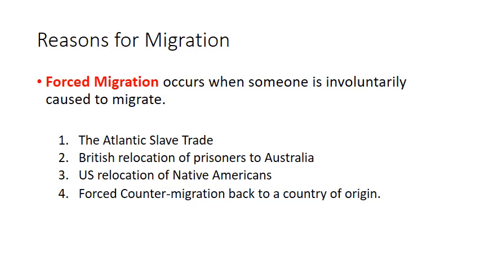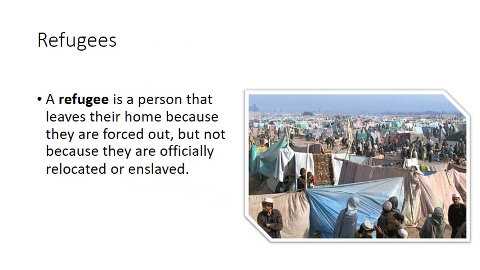A forced migration occurs when someone is involuntarily caused to migrate. Examples of that would be the Atlantic slave trade, Britain relocating prisoners to Australia, the U.S. relocating Native Americans. You may remember from 6th grade history, the Trail of Tears. A refugee is a person that leaves their home because they're forced out, not because they're officially relocated or enslaved, but forced out by circumstances. The way I remember refugees is they are given the choice to remain or return to their original home.